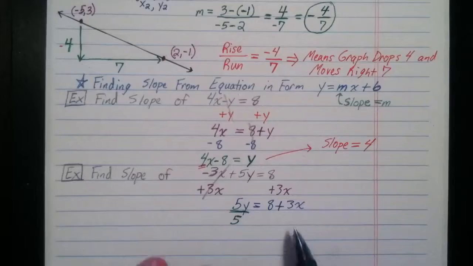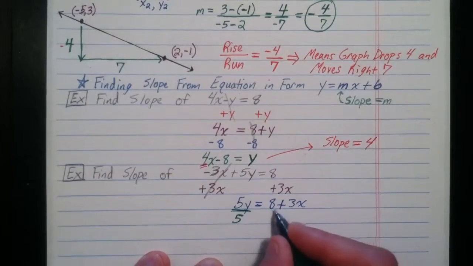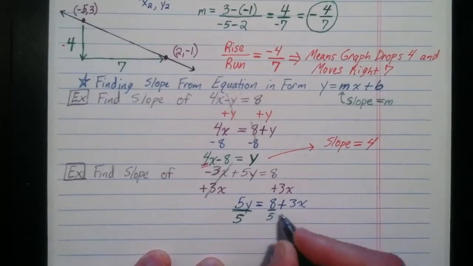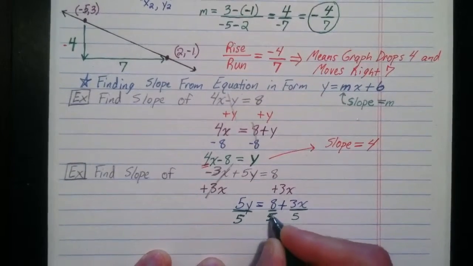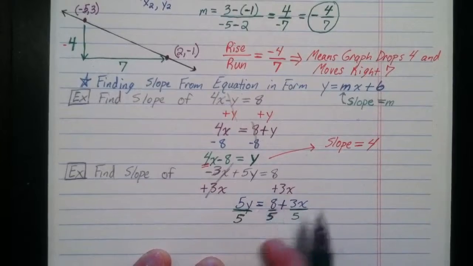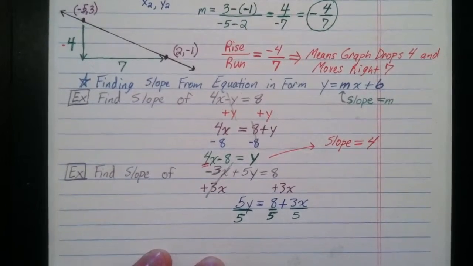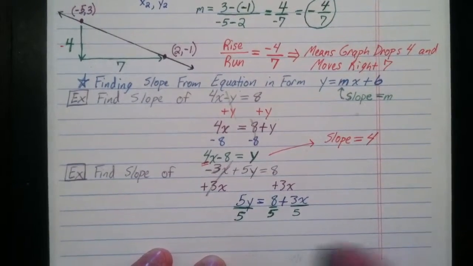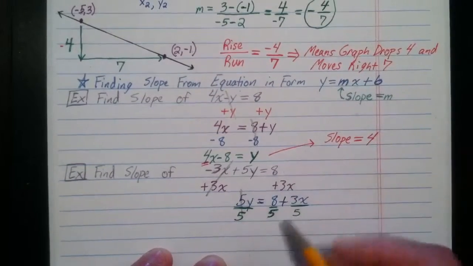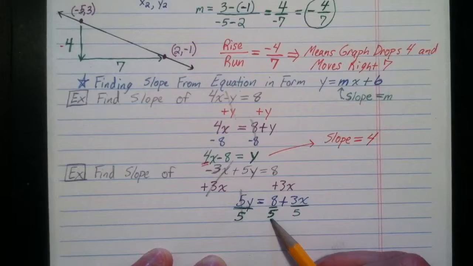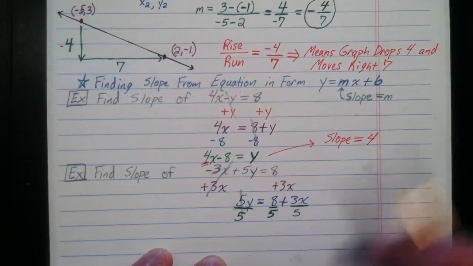Remember, when we do this, we have to divide by 5 on both sides, which means we're going to have to divide every single term by 5. So every number gets divided by 5. The 5y, the 8, and the 3x. What happens here is we're going to have, well, the 5 and 5s will divide each other out, but we have fractions that will not reduce. 8/5 can't reduce, 3/5 can't reduce.